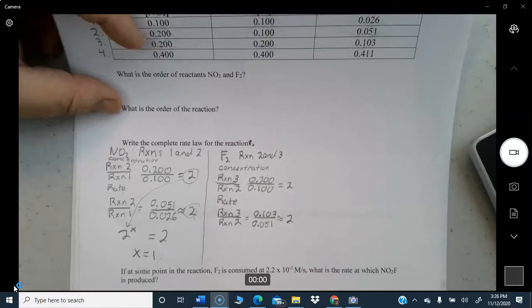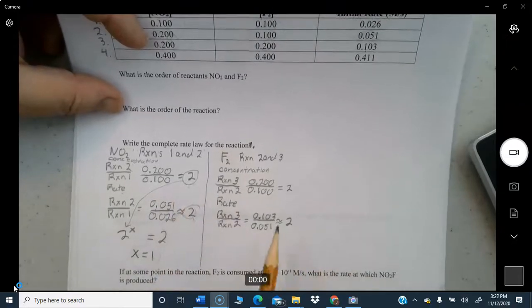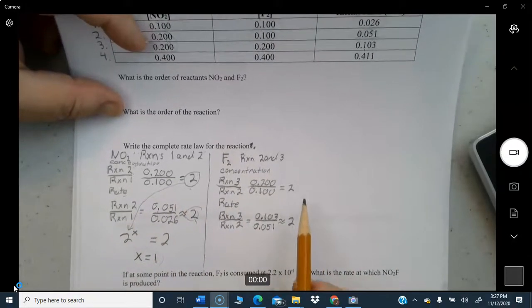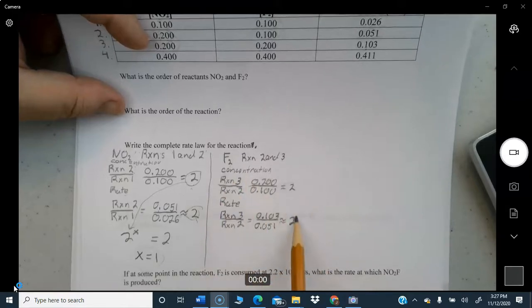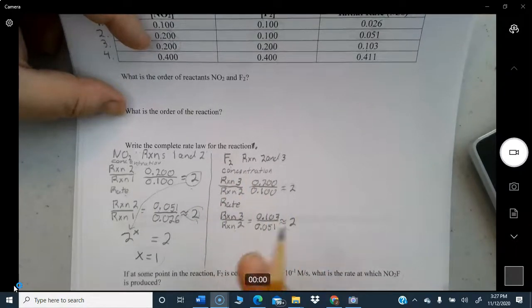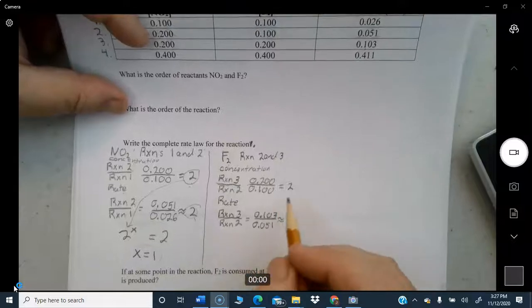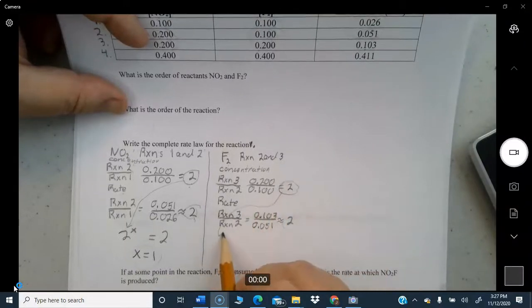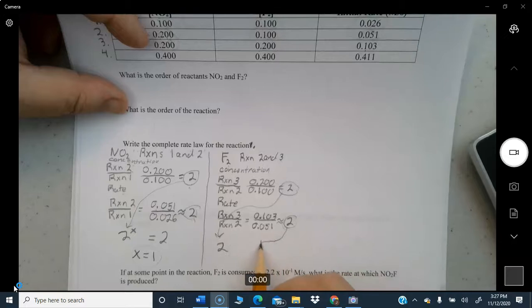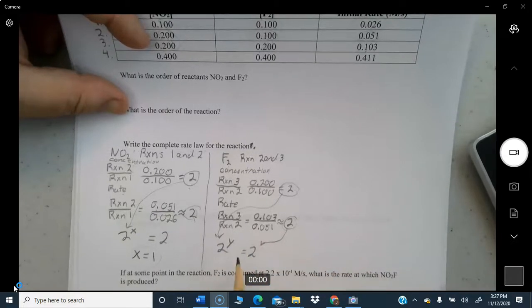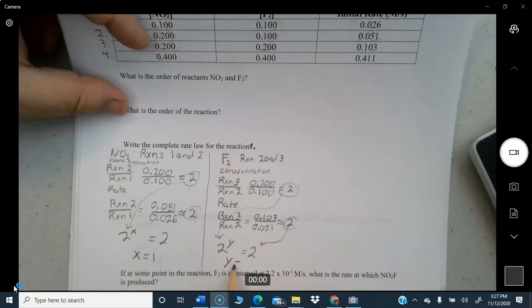All right, so we kind of ended up with the same thing there. It doesn't always work that way. It just happened to in this problem, 2 and 2. So if you double the concentration of F2, you're going to double the rate of the reaction. So we know what kind of reaction that is, but let's go ahead and write it out. So you take this one from the concentration, put the 2 there, take this one from the rate, put the 2 there, put an equal sign, and put the y there. And so in this case, y is going to also equal 1.